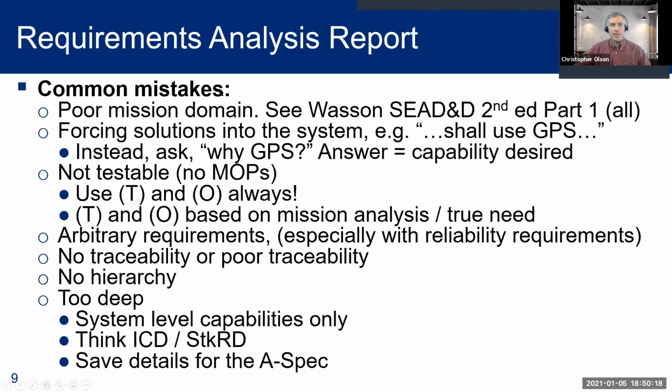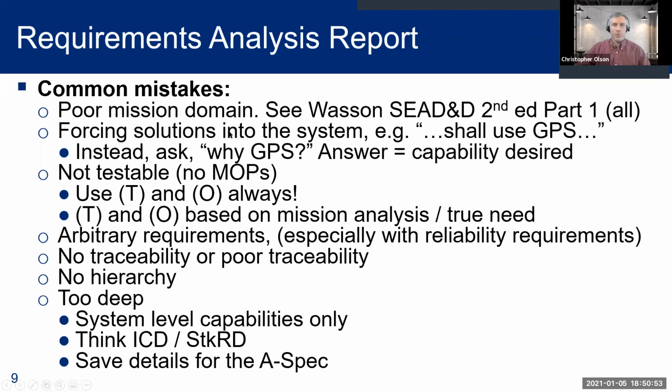Common mistakes that I see in the requirements analysis report: poor mission domain. So it's not present at all, or it's not good enough to get requirements out of. That leads me to ask, where'd you get all these requirements? I don't see them in your Q&A with your user and stakeholder community. I don't see any of these things addressed. So where'd you pull them? That's the question I'll be asking if you have a poor mission domain description. Once again, see Olson part 1.